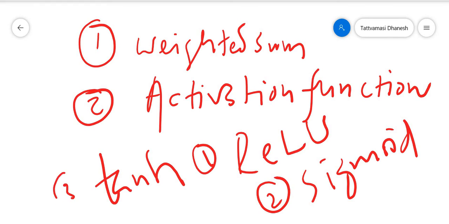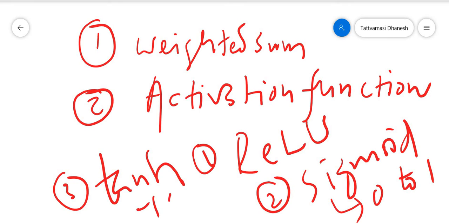Activation functions introduce non-linearity in the neural network. That means if I am using sigmoid, which is the common activation function we use, its value changes from 0 to 1. For hyperbolic tan, it is -1 to 1. So any value between 0 to 1 can be there in the sigmoid function, and from -1 to 1 can be there in the hyperbolic tan.